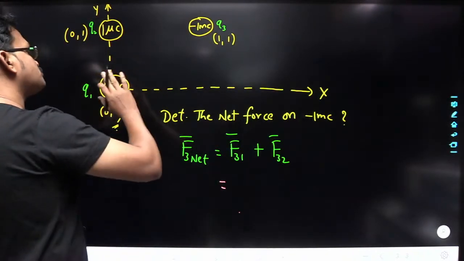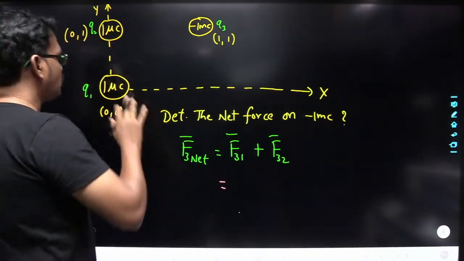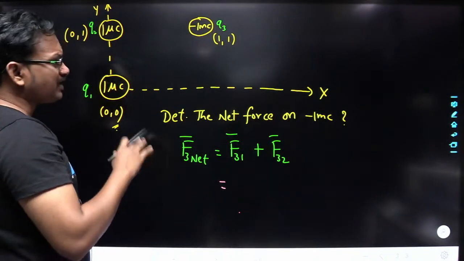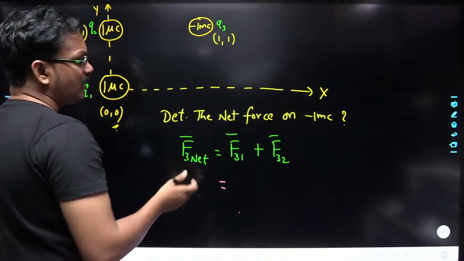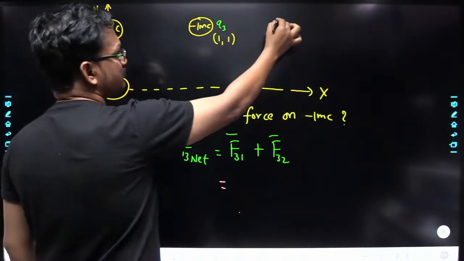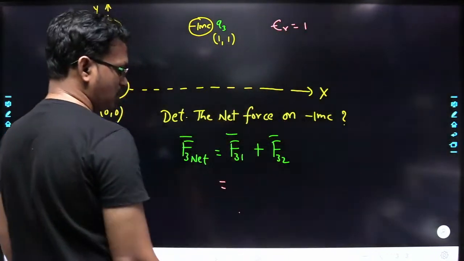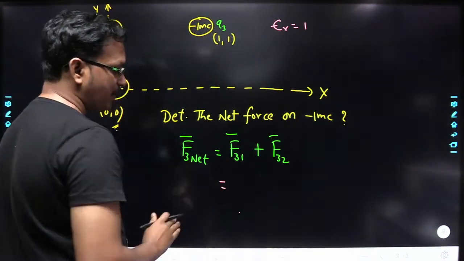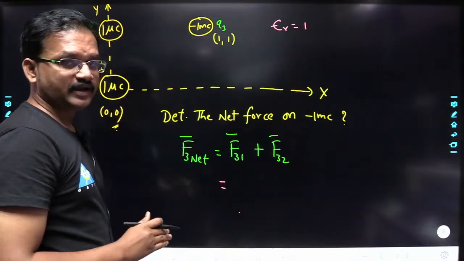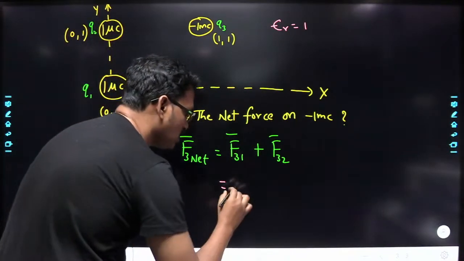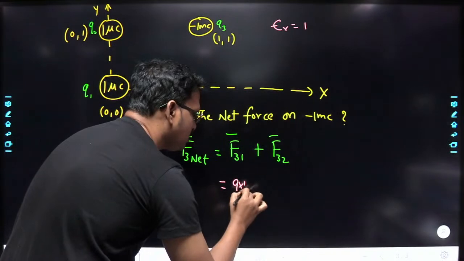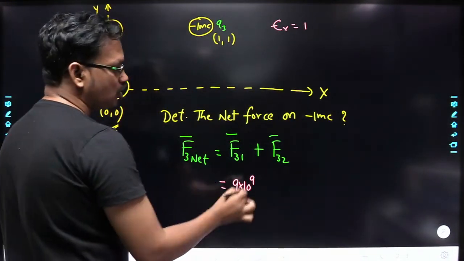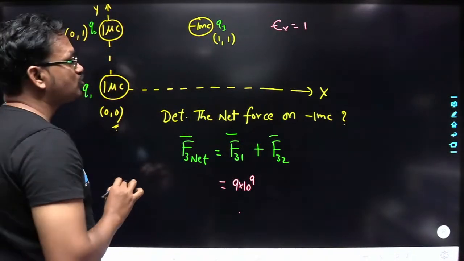What is the magnitude of force between Q1 and Q3? Is nothing but Q1 into Q3 divided by 4 pi epsilon r square. Since they have not mentioned anything about the medium, consider epsilon r is equal to 1. So here you are having 1 by 4 pi epsilon naught, you can represent it simply as 9 into 10 power 9. Yes or no? So this is 1 by 4 pi epsilon naught value into Q1 Q3 by r square.